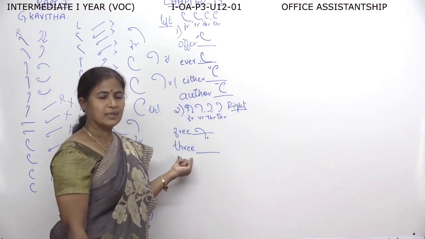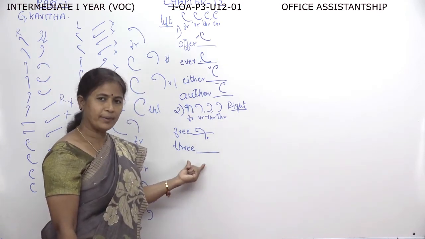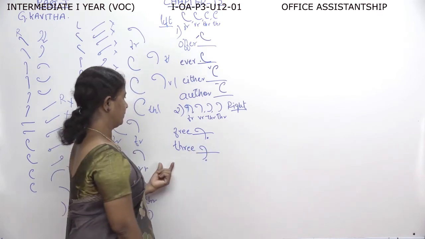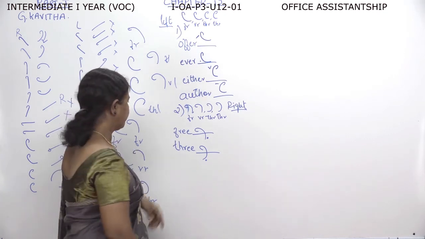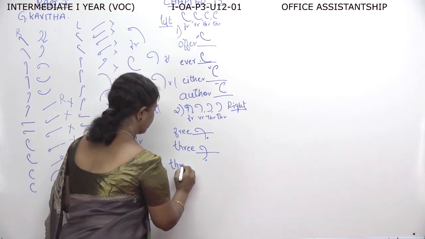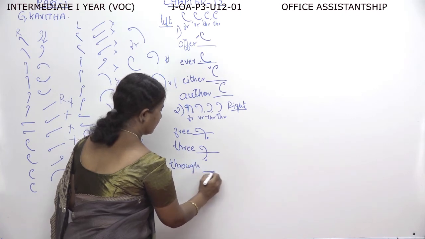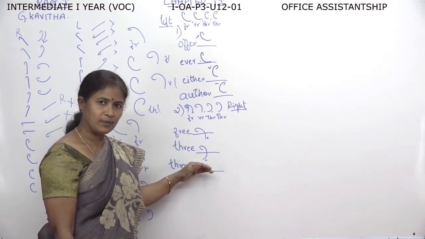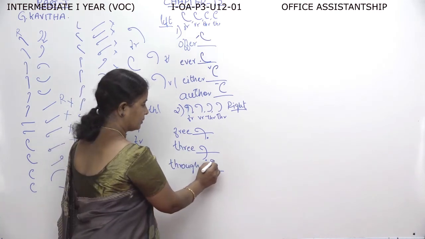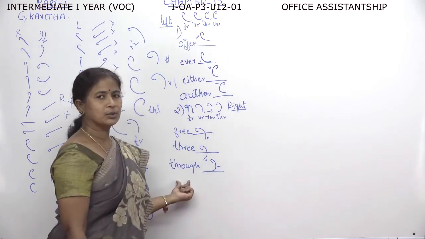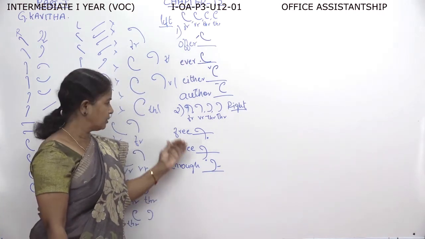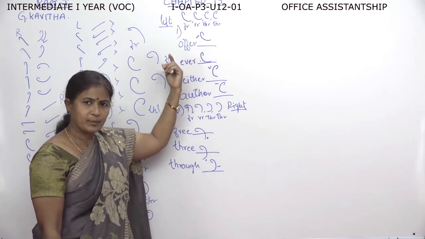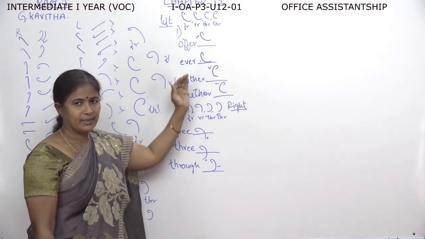Three. Standing alone thar and followed by a vowel, we use right forms. Throw. Thar standing alone and followed by a vowel, we use right forms. Throw, through. So standing alone and followed by a vowel, we use right forms. Standing alone and preceded by a vowel, we use left forms of fur and were. Is it clear?